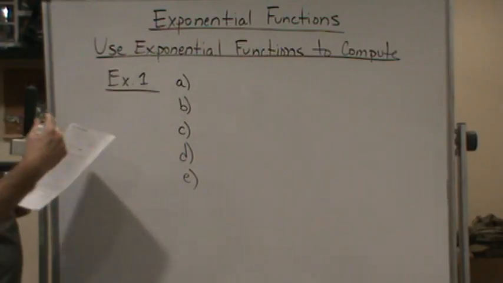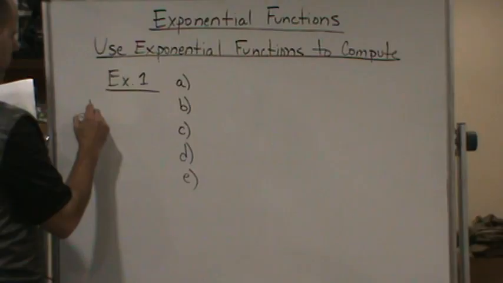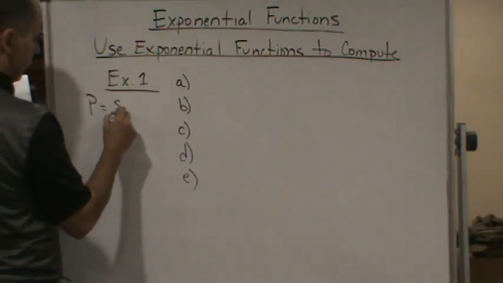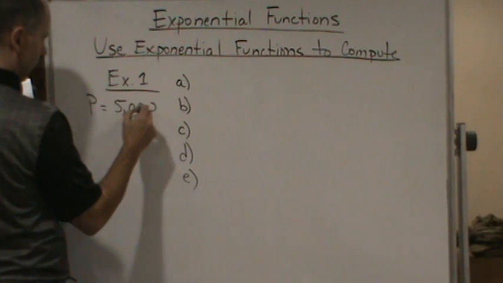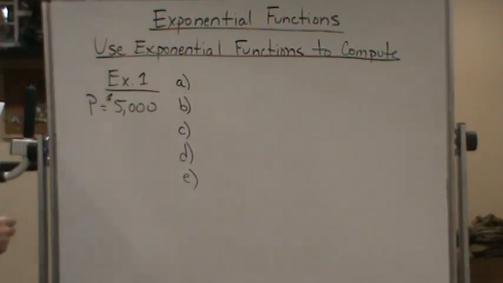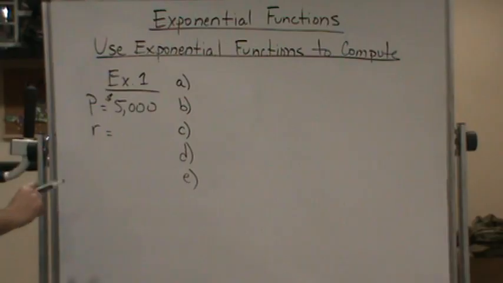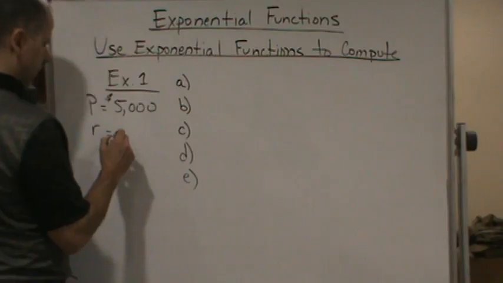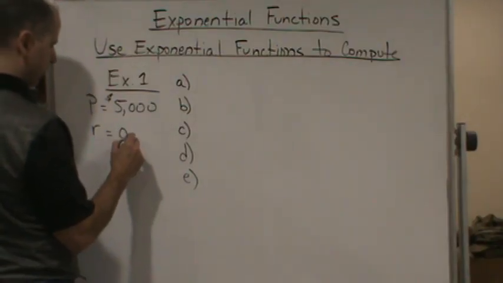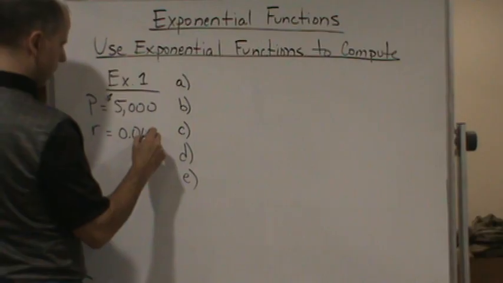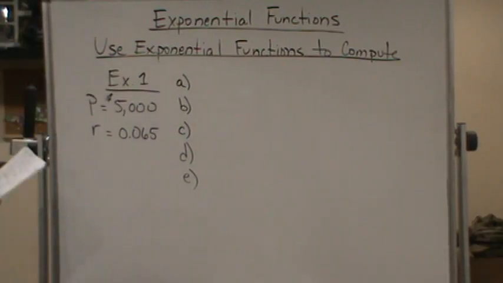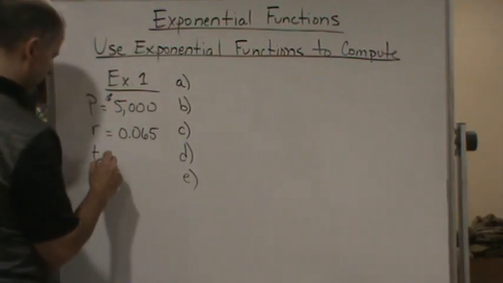So in this case, we're investing $5,000. That's our principal amount, so P is equal to 5,000. It's invested into an account that's earning a rate of 6.5%. Now, we always put rate as a decimal, so we don't put it in as a percentage. So 6.5% would be 0.065. And the amount of time that's going to pass is 10 years.